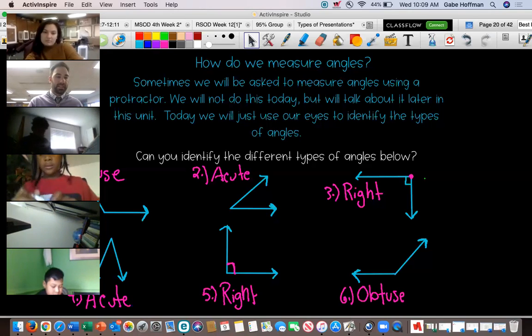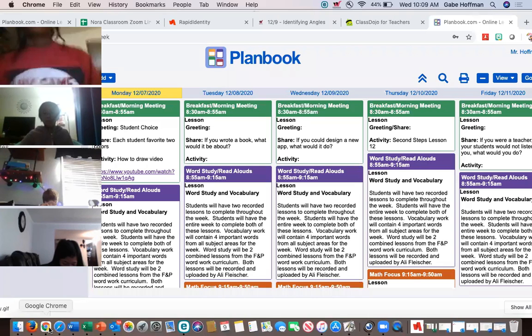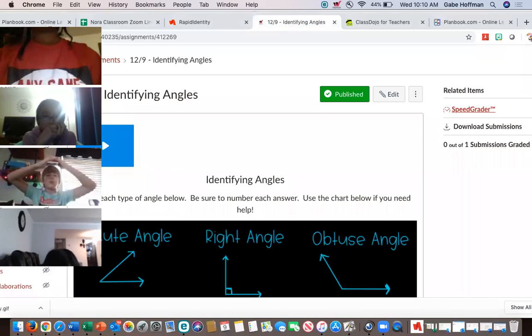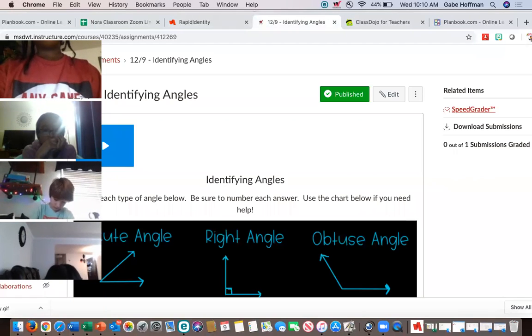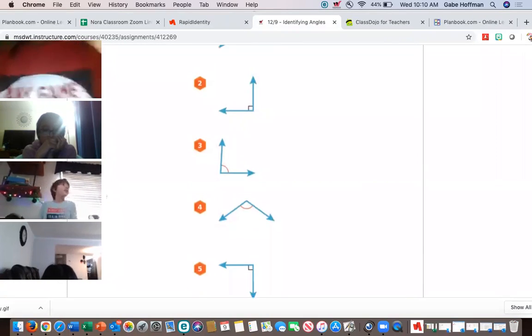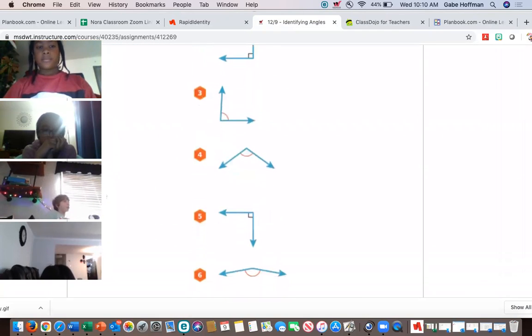I'm gonna talk you through today's assignment, and I'm gonna be very specific about what your job is, okay? So it is on Canvas. It is called Identifying Angles, all right? And it says, label each type of angle below. Be sure to number each answer. Use the chart below if you need help, all right? If you scroll down, there are six angles shown. You are going to answer all six of those questions, all right?